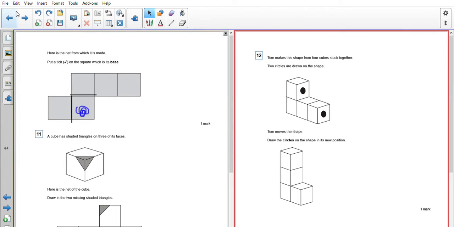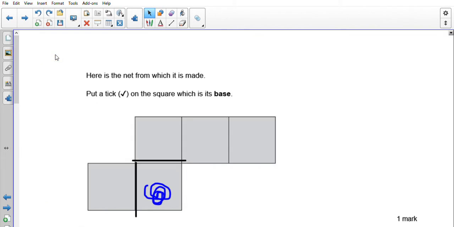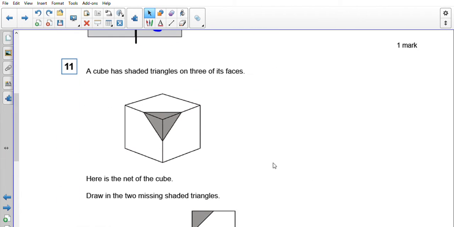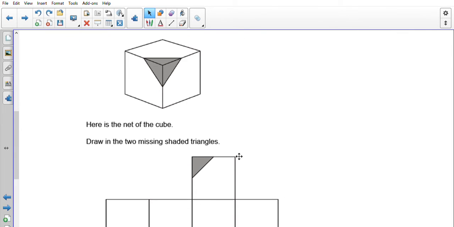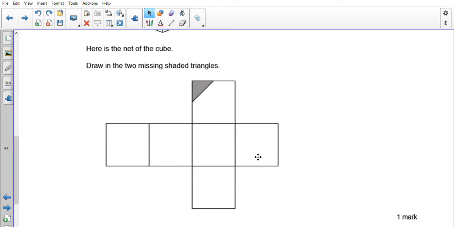Question number 11 is on a single page, so here we go. A cube has shaded triangles on 3 of its faces. Here is the net of the cube, drawing the 2 missing shaded triangles. Okay, so with this, again, visualization, visualization, visualization. What's going to happen when you fold it?